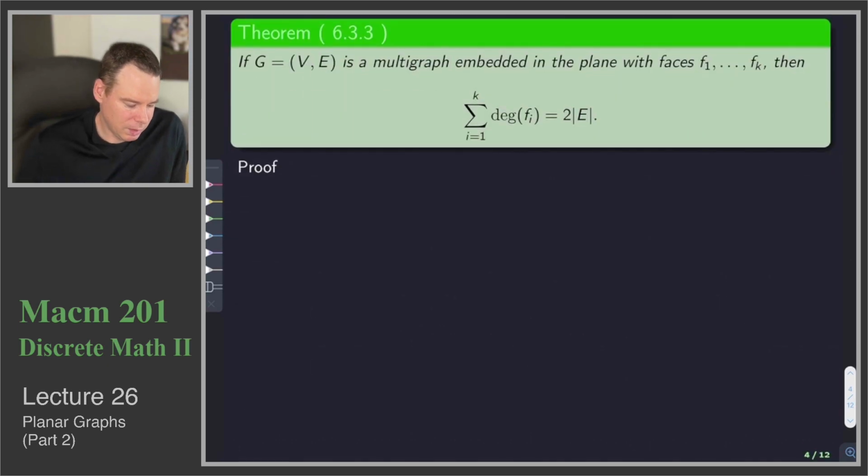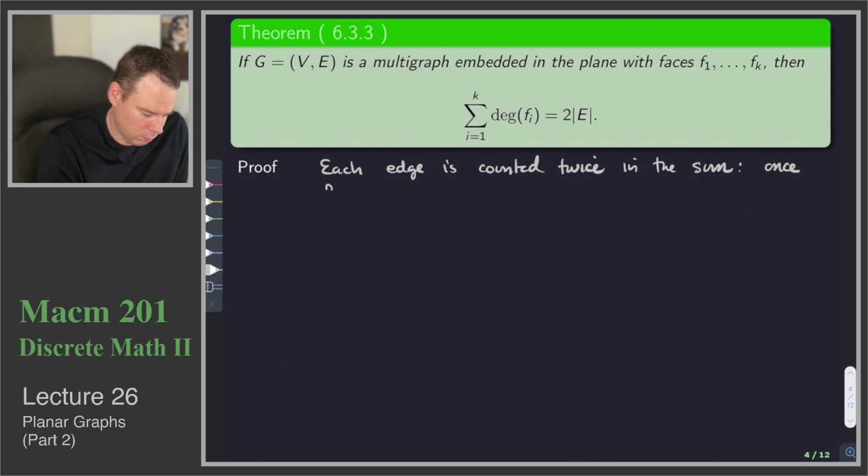That's worth noting as a theorem. So if G is a multigraph embedded in the plane, and F1 through Fk are the faces, then if we sum over all the degrees, we get exactly twice the number of edges. What is our proof? Well, our proof is exactly what we just stated on the last slide. Each edge is counted twice in the sum.